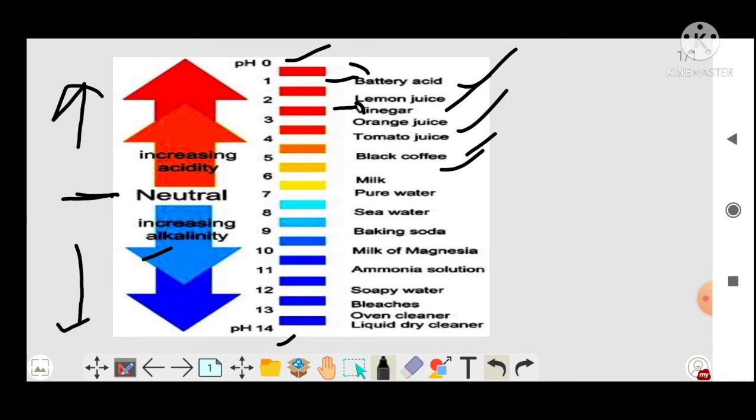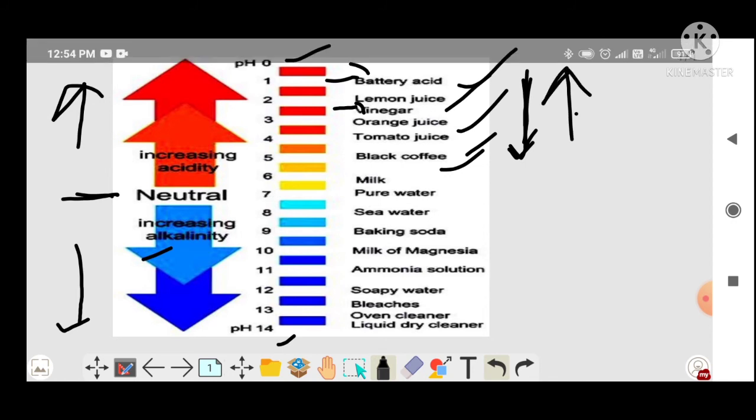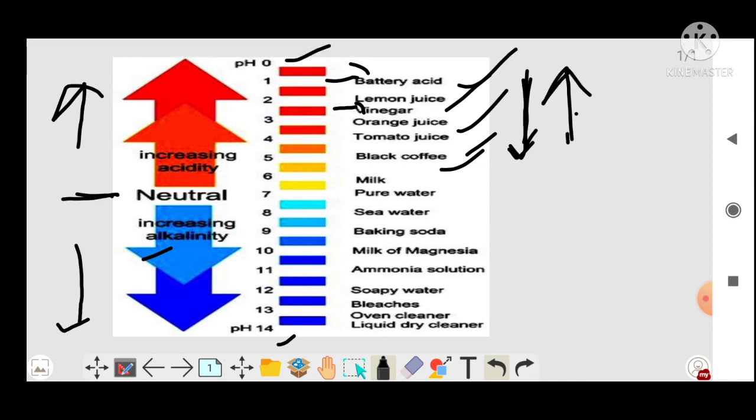मिल्क 6, that is acidic. Pure water is neutral. That is pH 7.